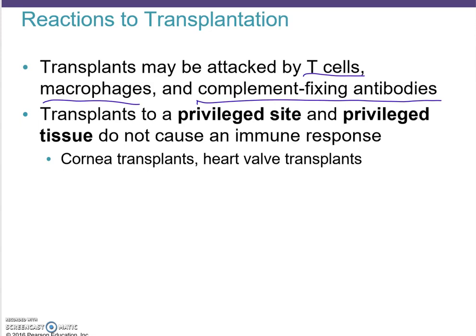There are a few sites in the human body that we call privileged sites, because you don't have to match the tissues, and so at these sites you can just transplant from anybody into anybody else. This would be true for cornea transplant and for heart valve transplants. So with a cornea, you don't have to worry about tissue typing or anything. You can transplant from one human to another human, and it works. Same is true with heart valves.